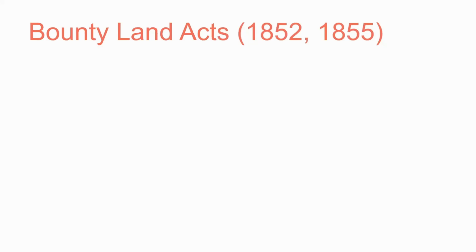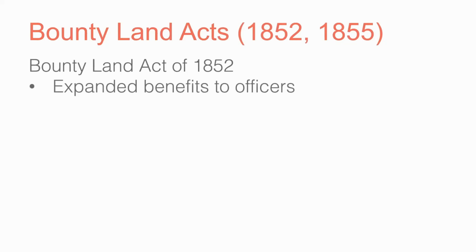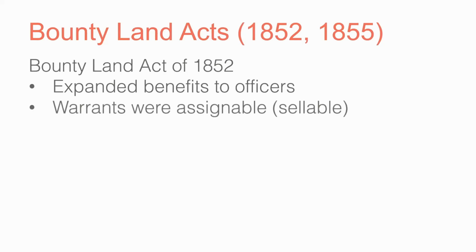The next 2 acts were pretty similar. First, we have the Bounty Land Act of 1852. This expanded the benefits to officers, and before that, it was only enlisted warrants. At this point, they realized that people were just selling them, so they decided to make them assignable, meaning it was legal to sell them.